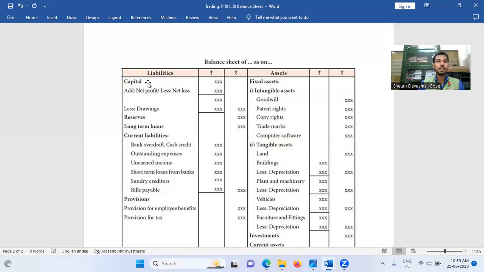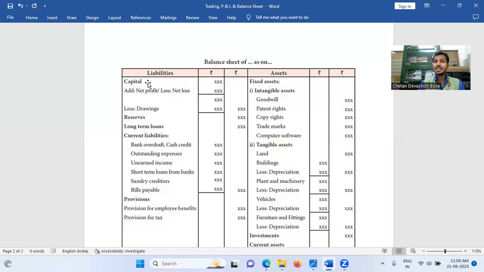Okay. So these are part of liabilities. What else can you see in your liability? You can see current liabilities. Now, current liabilities would include some provisions and some entries like bank overdraft, cash credit, outstanding expenses, sundry creditors, then bills payable.